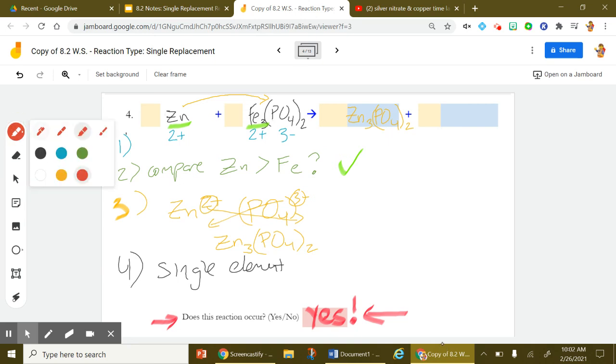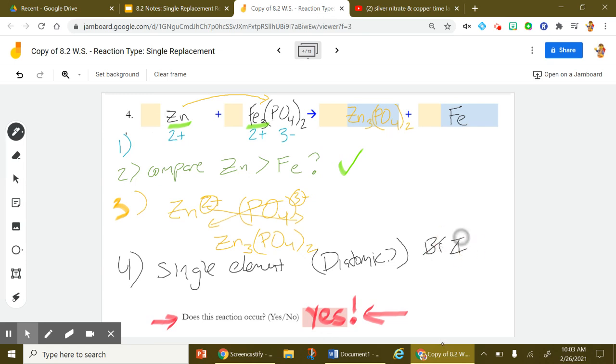All right, so next up, we got to do the single element. The single element that got the boot here is the iron. All right, now, is it diatomic? Is iron diatomic? All right, well, the diatomic elements are bromine, no. Iodine, no. Nitrogen, no. Chlorine, no. Hydrogen, no. Oxygen, no. Fluorine, not fluorine. So it is not diatomic. So we just leave it Fe with nothing.